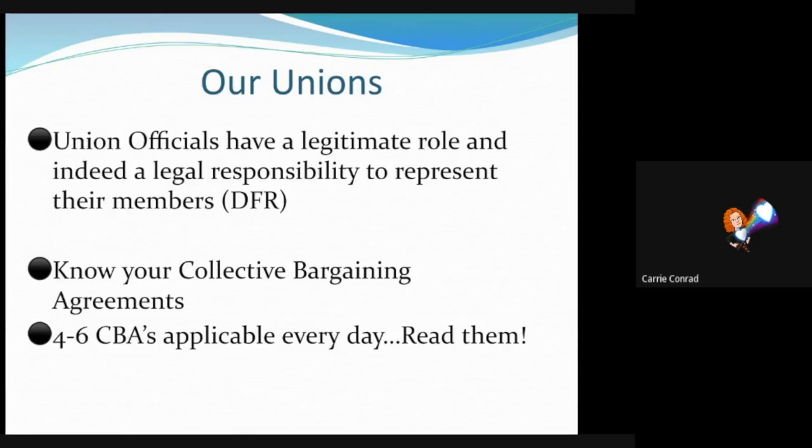While you are not obliged to know them all inside out, you are expected to know which collective agreements apply in your workplace and where to find them and to read them so that you can adhere to the expectations of those collective agreements for the employees that are provided those provisions.